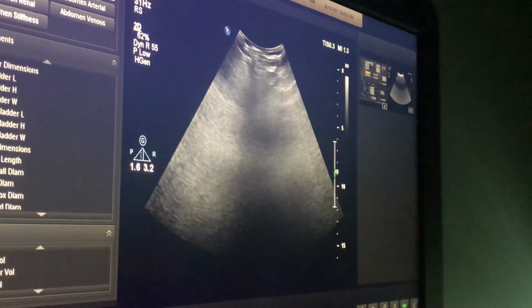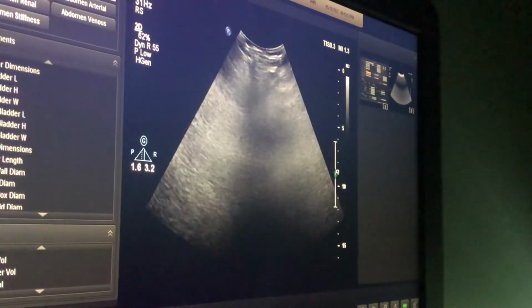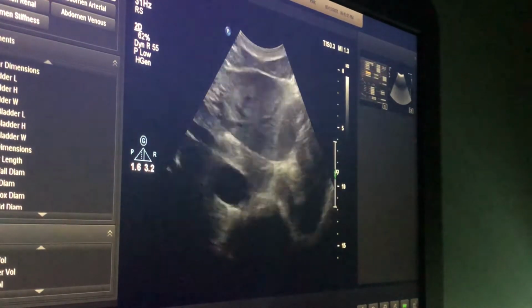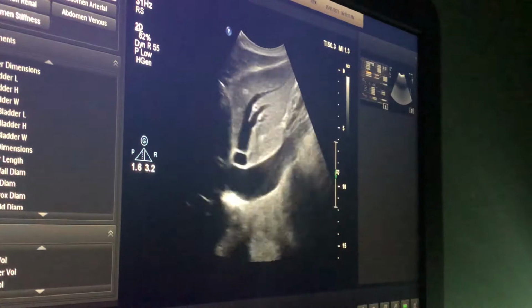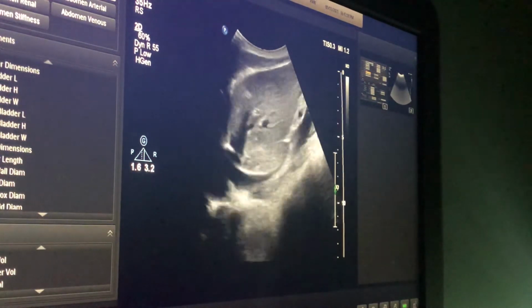Today I will be doing an ultrasound demonstration of the liver. I'm going to start with my patient supine, and I'm going to sweep through the liver in sagittal and transverse views. Deep breath in and hold, please, patient.